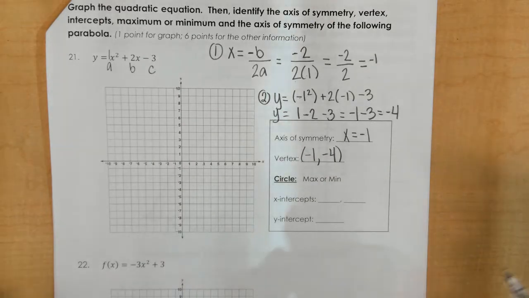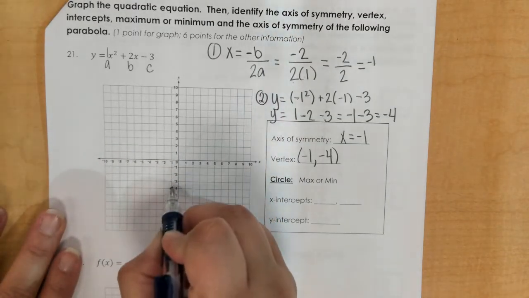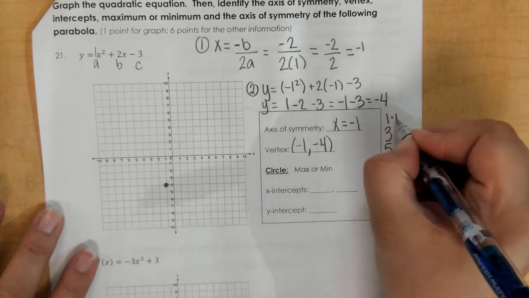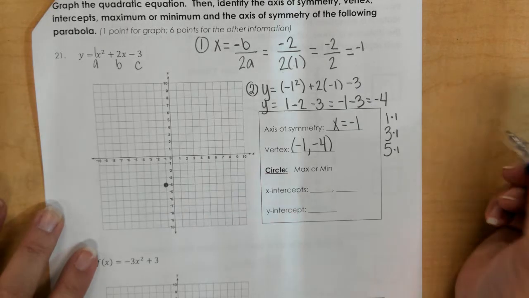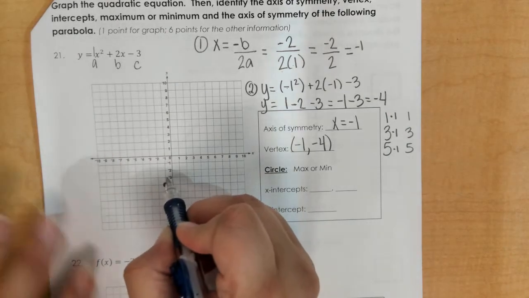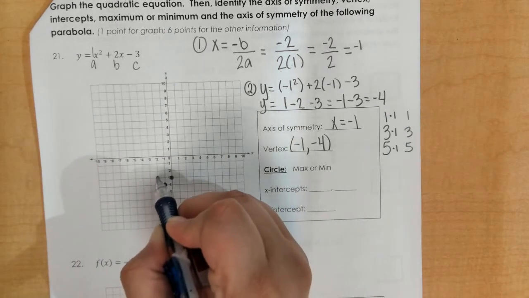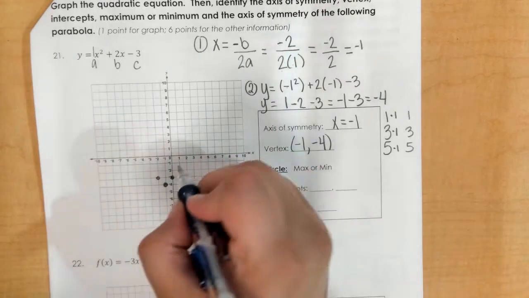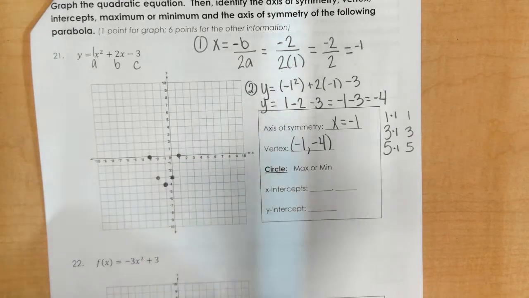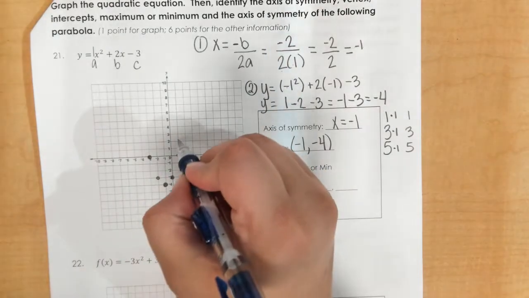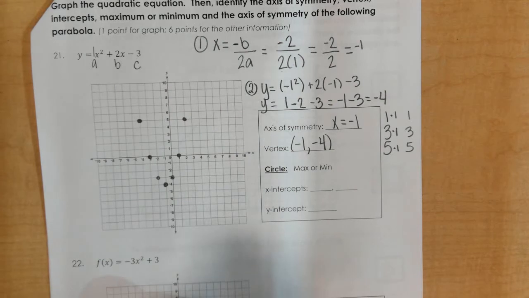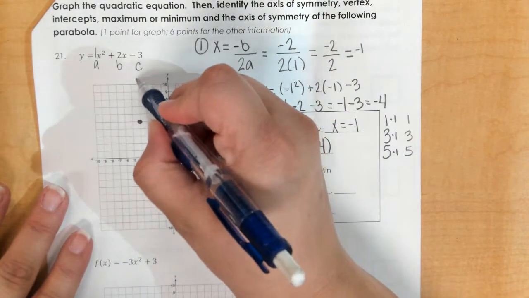And then I plot negative 1, negative 4. I take the 1, 3, 5, and I multiply it by the A value. So that means I'm still going to have 1, 3, 5 here. So from the vertex, I'm going to go up 1, right 1, up 1, left 1. Then I'm going to go up 3, right 1, up 3, left 1. And then I'm going to go up 5, right 1, left 1. And that gives me my U shape.